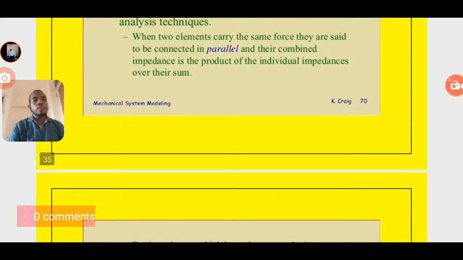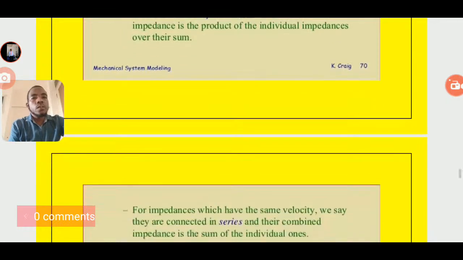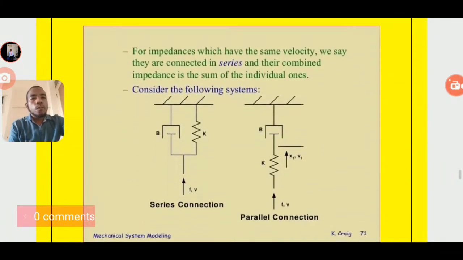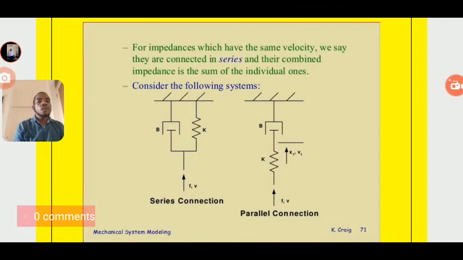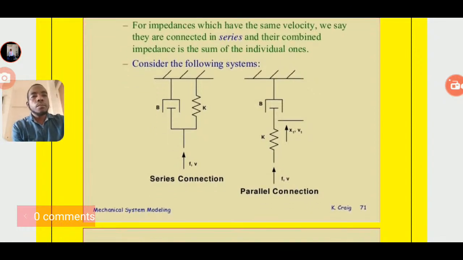When two elements carry the same force, they are said to be connected in parallel, and their combined impedance is the product of the individual impedances over the sum. For impedances which have the same velocity, we say they are connected in series, and their combined impedance is the sum of the individual ones.